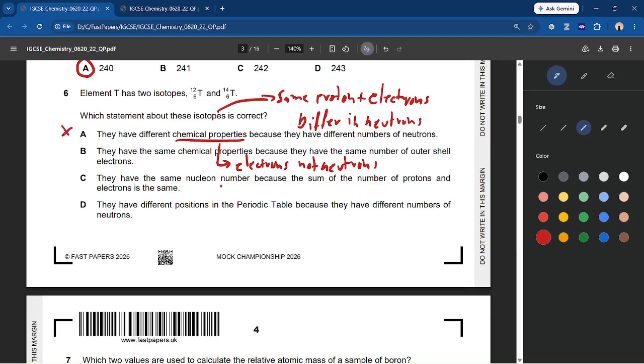They have the same nucleon number because the sum of the number of protons and electrons is the same. They don't have the same nucleon number, so this is not the same. We're going to cut that out. And they have different positions in the periodic table because they have different numbers of neutrons, and that's not correct either. So this will be B. And this is also true. They have the same chemical properties because the same number of outer shell electrons, and the periodic table is based on atomic number. And they also don't have different positions, they have the same positions.